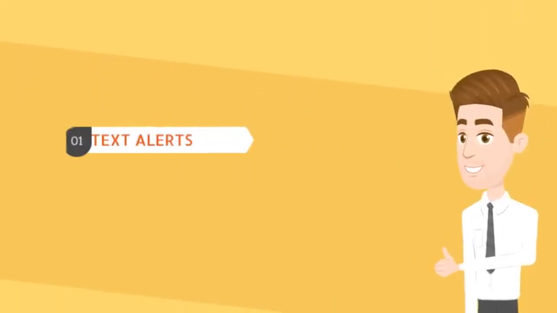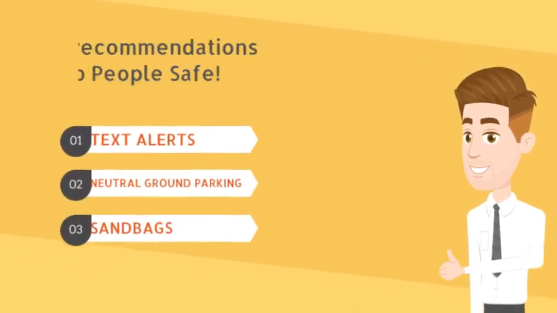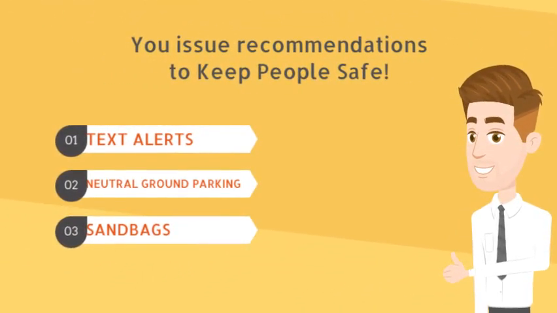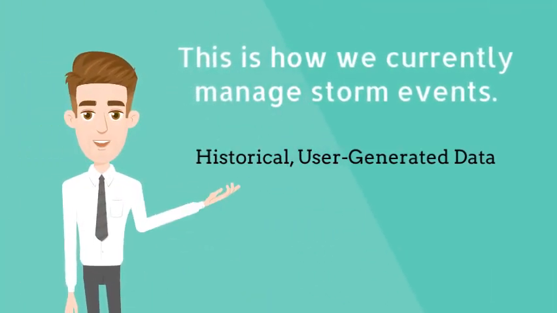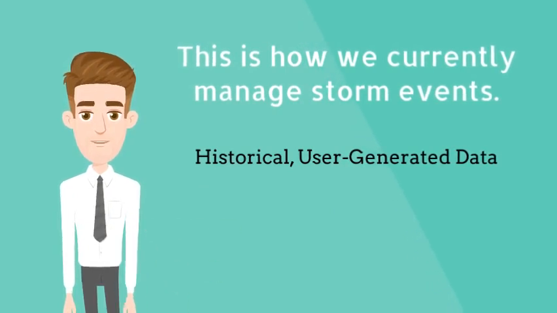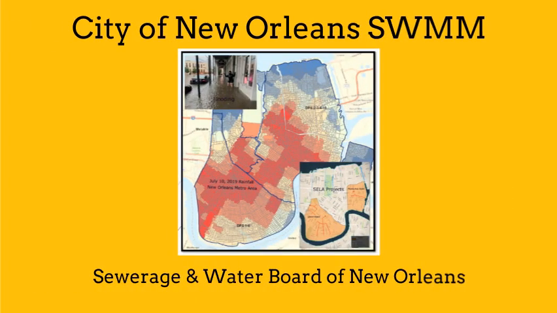You recommend that the city issues text alerts, let people park on the neutral ground, and release sandbags for the potentially affected areas. This is how we currently manage storm and flood events. We use historical, user-generated data to see how known storm events cause flooding. New Orleans has used this data to update the EPA's Stormwater Management Model, or SWMM, software.